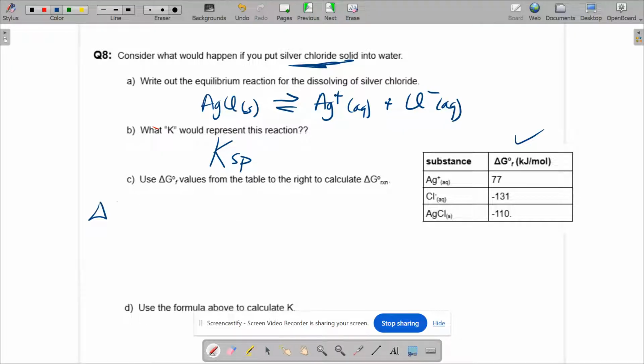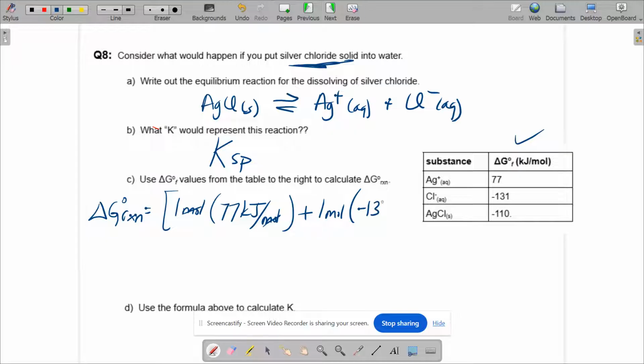You've done this a few times. We're going to do products minus reactants. So we have one Ag plus at 77 kJ per mole. Remember how the moles cancel out, so that's wonderful. And then we had one Cl minus, negative 131 kJ per mole. That's my delta G of formation values for my products, and then minus my reactants, which is 1 mole of the AgCl solid.